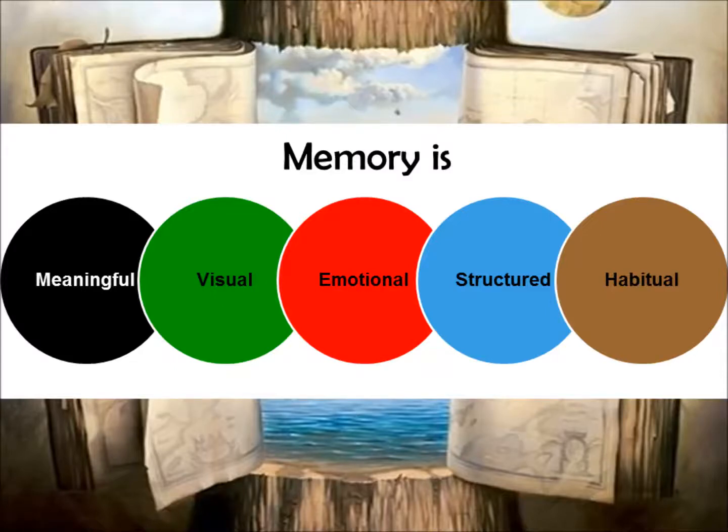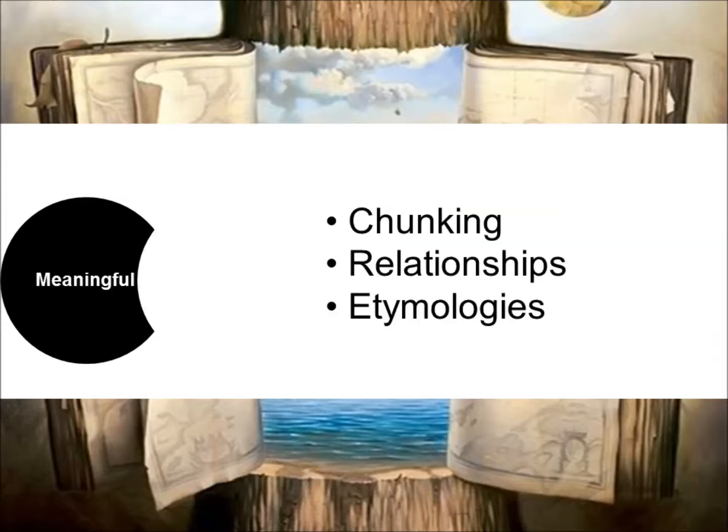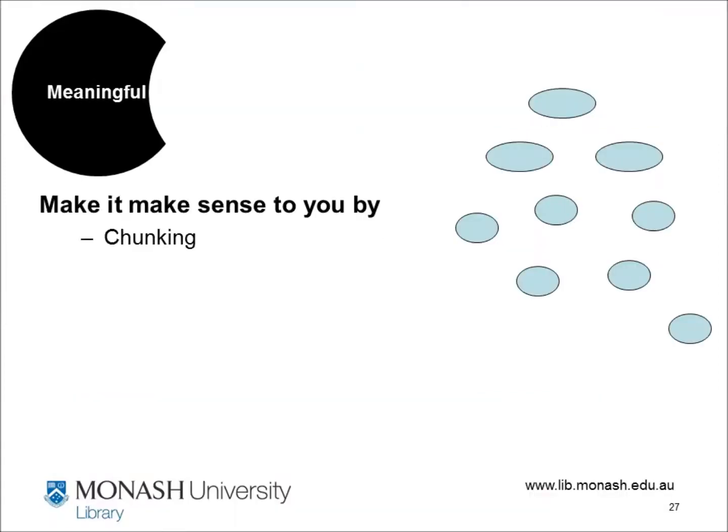Now that we know the difference between rote learning and elaborative encoding, let's look at how we can attach meaning to things we are going to memorize by chunking similar material, finding a relationship between things, and using etymologies, or the way words, especially scientific terms, are constructed. Chunking is essentially grouping material into small blocks so that memory can handle them.